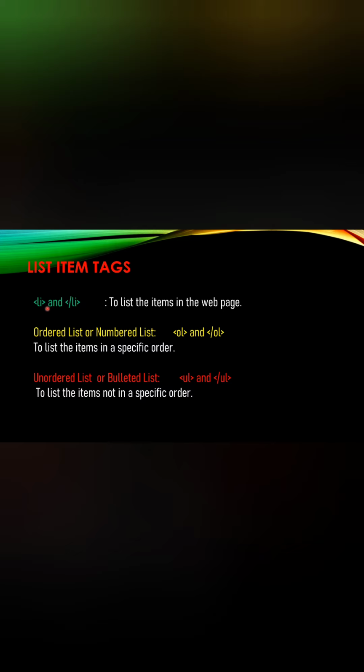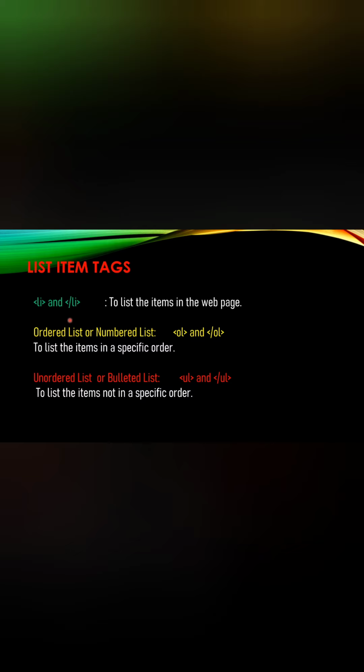Again, for the second item, you have to enter within this li pair of tags, and for the third item also you have to enter in between this li pair of tags. So for each and every item you have to use this li pair of tags, so that to list the items in the web page we are using this li pair of tags.